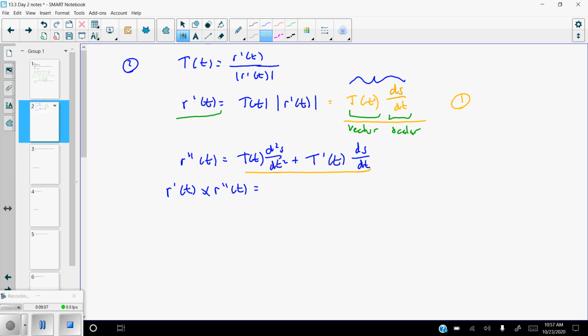So I'm just going to literally write it out. I'm not going to actually do the cross just yet, but I'm going to write out r prime of t, which is T of t ds over dt, cross with this whole r double prime of t, which is T of t, second derivative, plus T prime of t, first derivative ds dt.